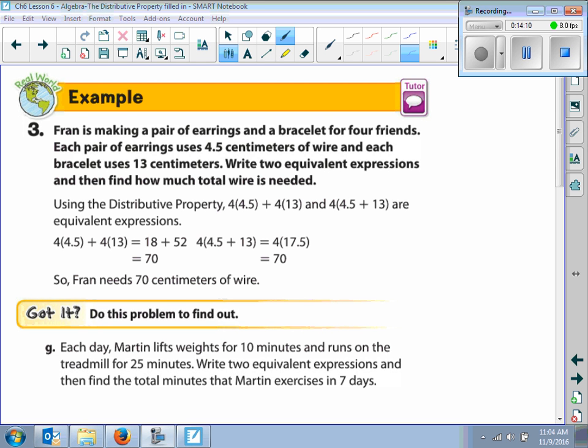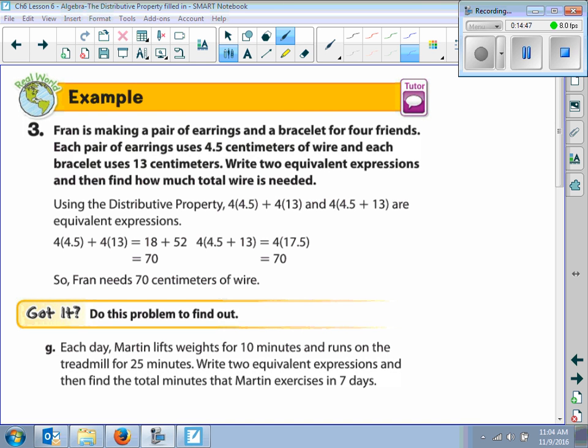So we can say, how much wire does she need for the bracelet, and how much does she need for the earrings? So how much does she need for the earrings? 4.5 centimeters of wire, right? And how much does she need for the bracelets? 13. So that's for one set of jewelry, right? But how many sets of jewelry is she going to make? 4, because she's making it for 4 of her friends, right?